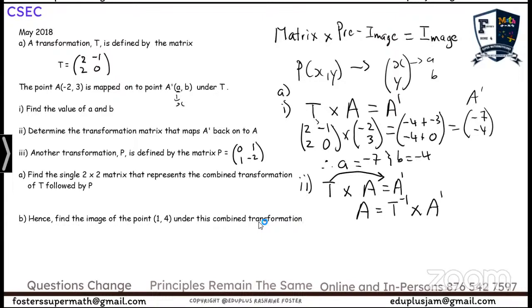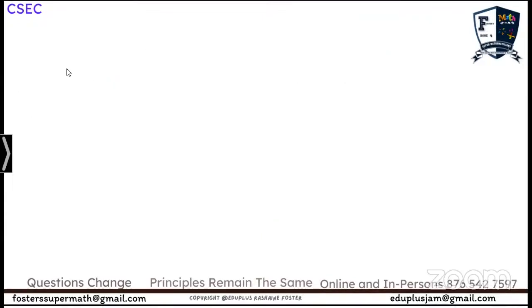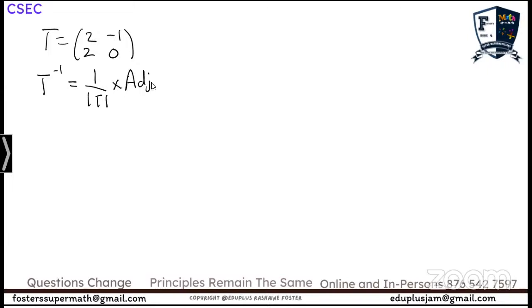So what is T? T is 2, -1, 2, 0. Remember, whenever you find the inverse of any matrix, it's always 1 over the determinant, and you multiply that by the adjoint. So what are we doing here? All we're doing is just using all of those same principles that we have used ever since learning about matrices.